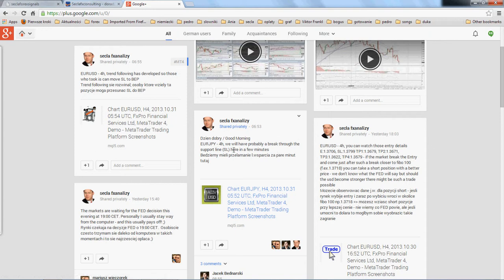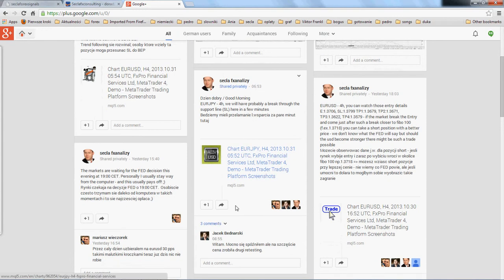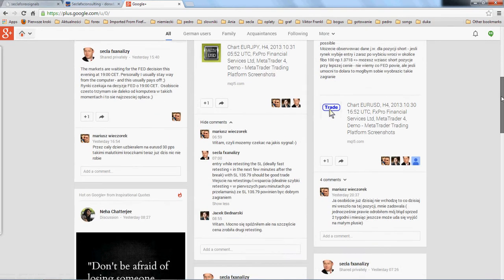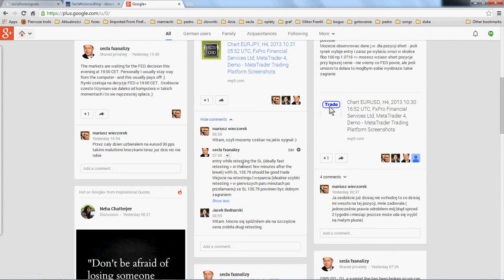And I said, okay, we will probably have a breakthrough of the support line in a few minutes. And I sent a comment to that. It's bilingual, in English and in Polish, so don't worry, you will understand it. Entry while retesting the support line. Ideally, a fast retest in the next few minutes after the break, with a stop loss, should be a good trade.